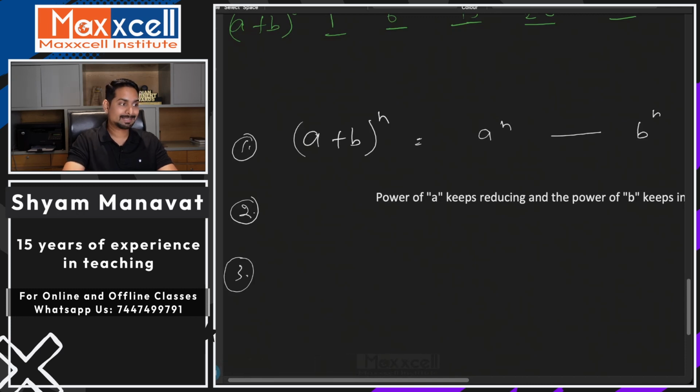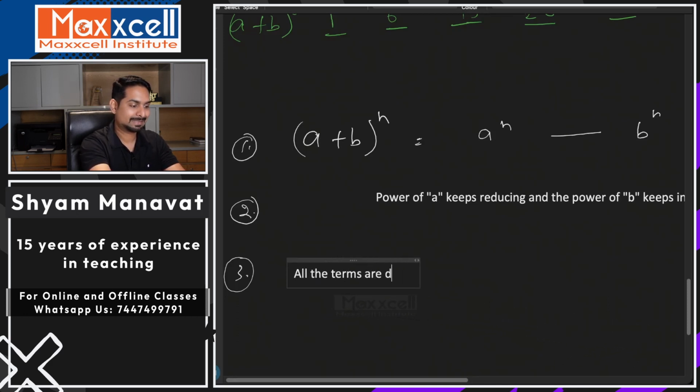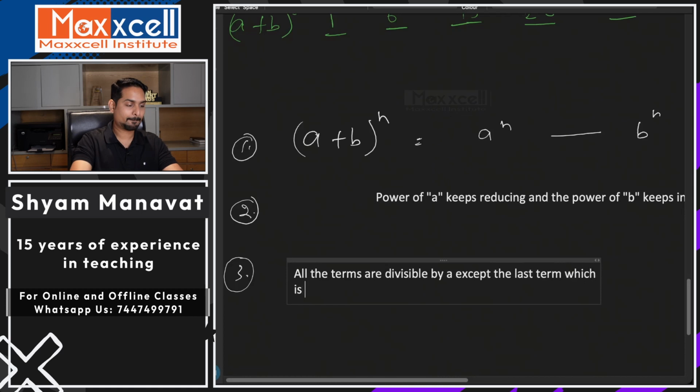I can also say all the terms are divisible by a except the last term, which is what? b to the power n, right? b to the power n. Do you agree with me? Yes, no?